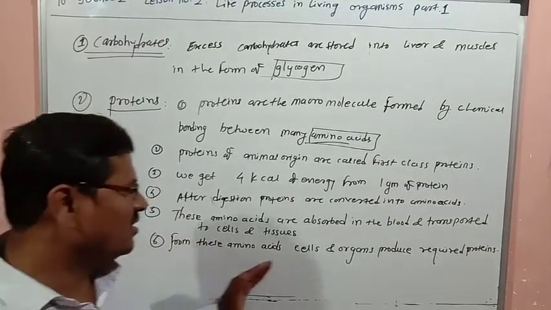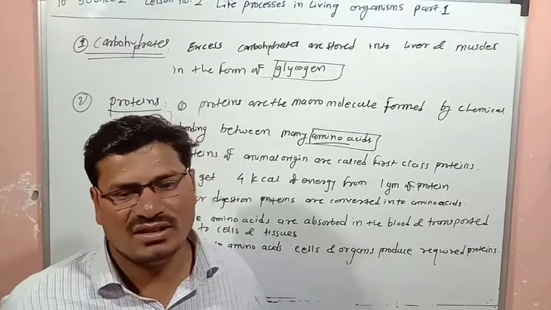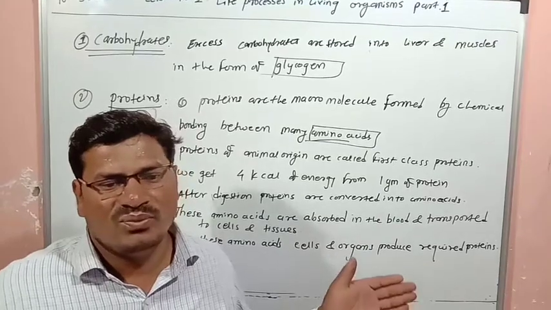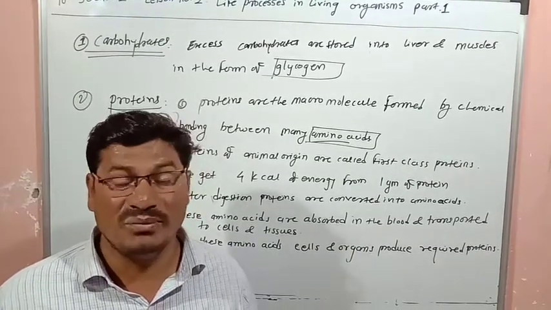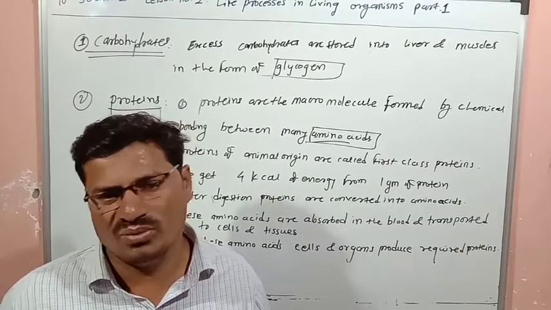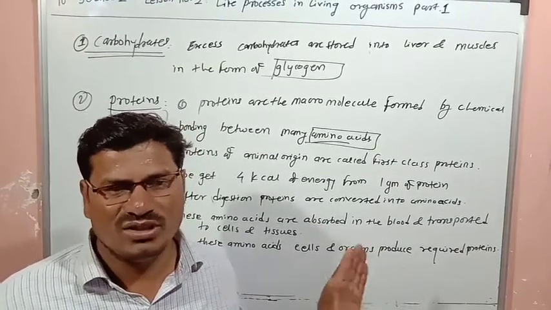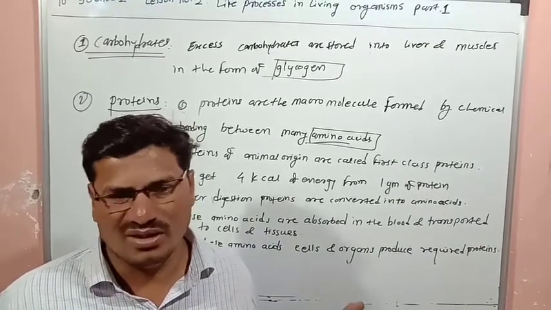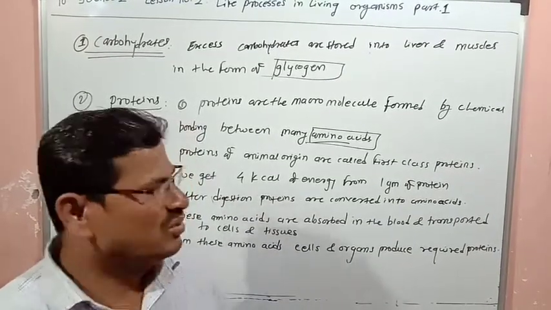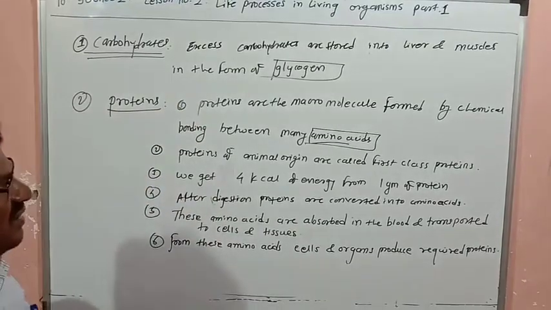Okay, from these amino acids, cells and organs are joining different amino acids together, forming macromolecules, larger molecules, proteins, and these proteins are necessary for all the life processes of the body or different body functions. So these points are essential.